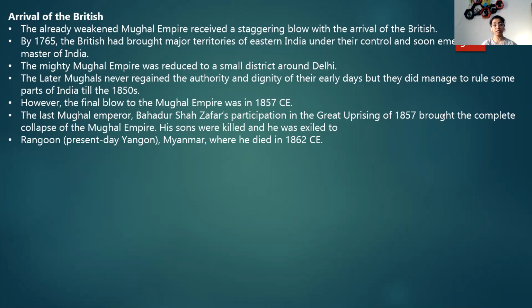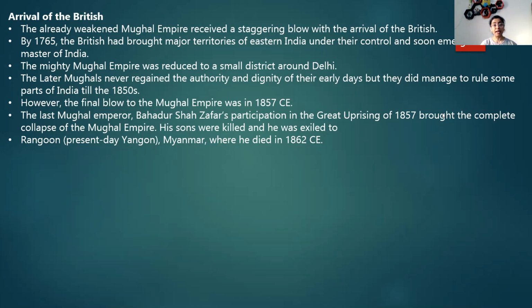Once the British entered India, one by one they went on capturing many places, and soon they were able to establish a strong hold in the entire country. The mighty Mughal Empire was confined only to the area of Delhi. Apart from that, all the other parts of the country, the British had taken control of. The later Mughals never regained their authority. Even though the later Mughals were there, after the British came they were not successful in gaining that authority back. They remained rulers of only small places, not the major rulers of the entire country.